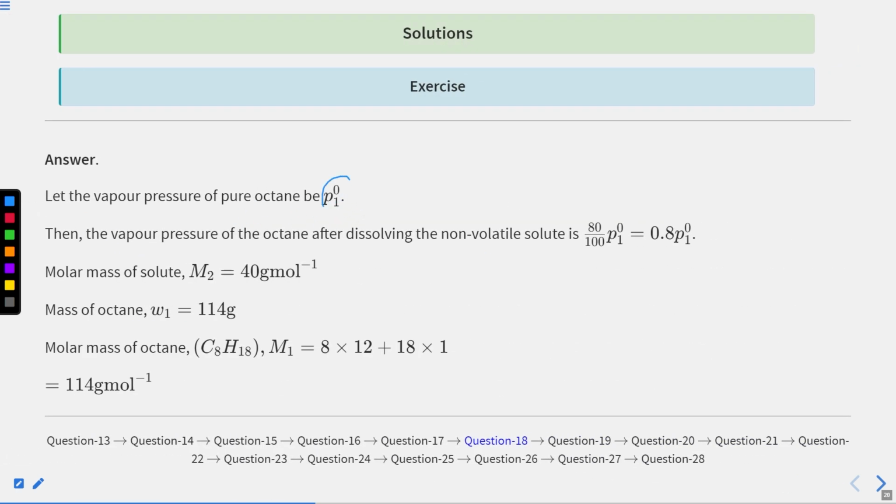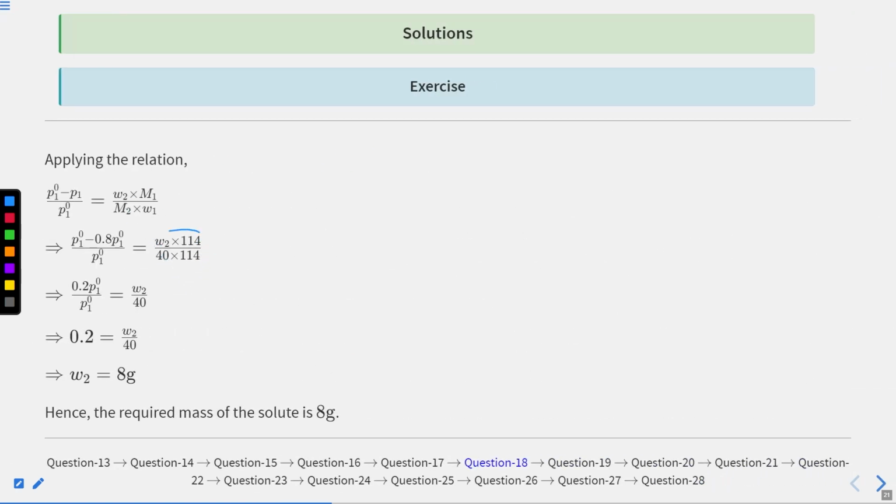So let the vapor pressure be P01 at the initial condition. Therefore, we can use this formula, that is P1 is equal to P0 x1, which will be the vapor pressure of the octane after dissolving. It is this one, right? So we know this. Therefore, we can calculate P01 here. Next, the molar mass is given, mass of octane is given, and molar mass of octane we can calculate using this formula to calculate the number of moles.